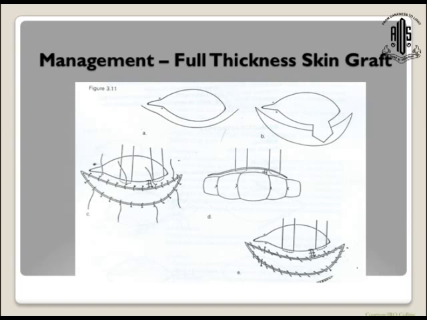Usually you oversize the graft vertically. Horizontal oversizing is not really required because most of the contraction of the graft is vertical. So if this is your defect, if this measures about 10 mm, then it's always good to take about 15 mm of skin vertically because there will be vertical contraction post-operatively.